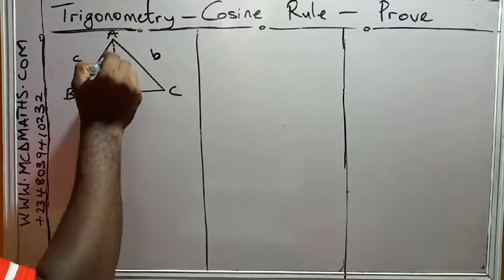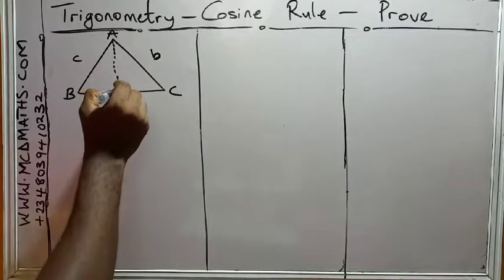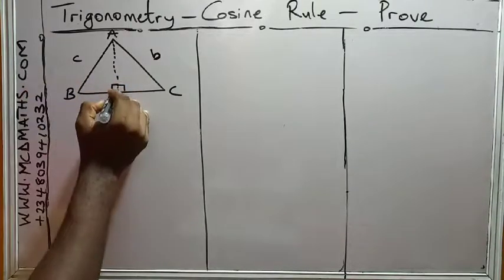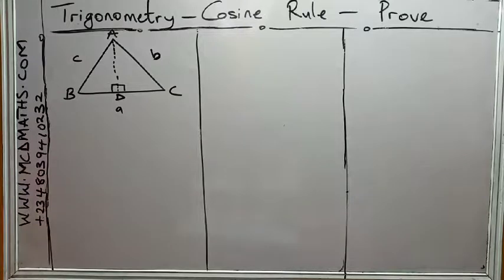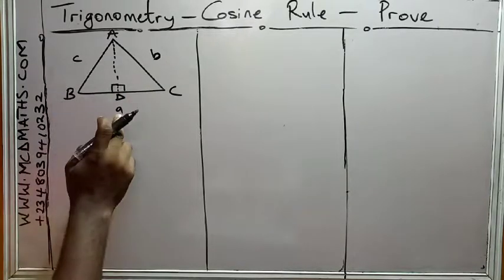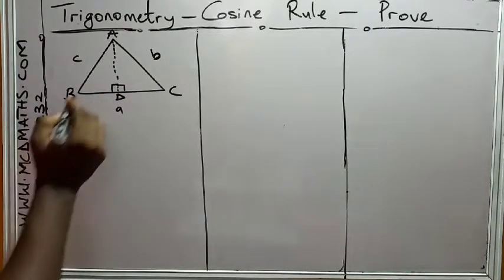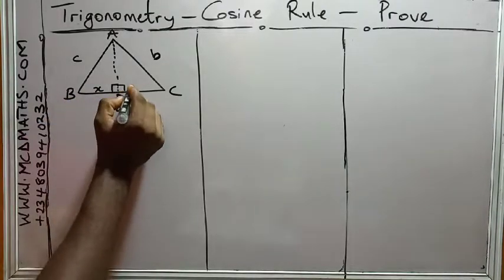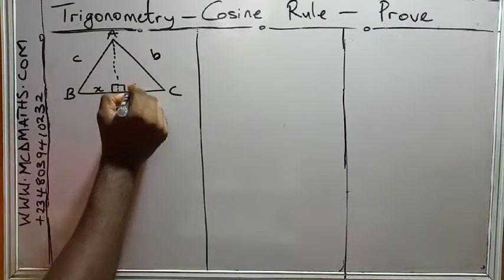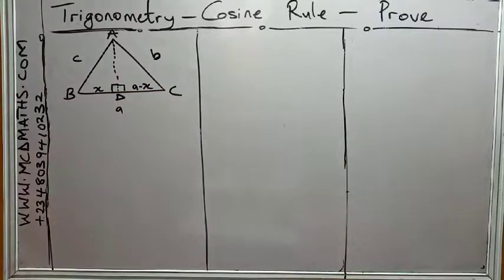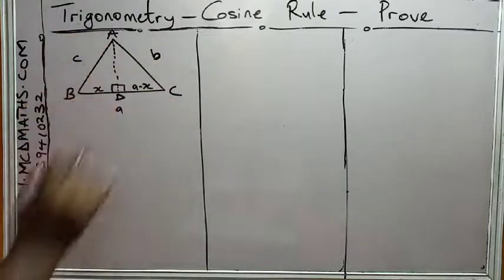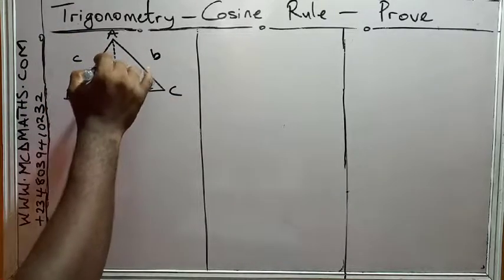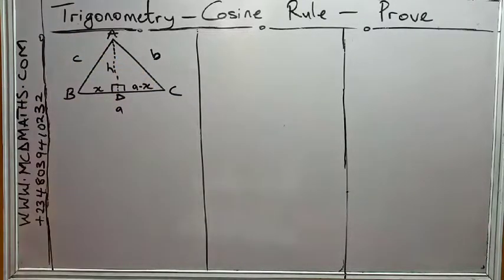So we have that, which is always perpendicular, or at right angle. It meets the side at point D, which divides side A into two parts. We could label this as X, and if this is X, of course this is going to be A minus X. Now what you need to apply here is the Pythagoras theorem to these two different triangles. And let's not forget to label this as height, which of course it is.